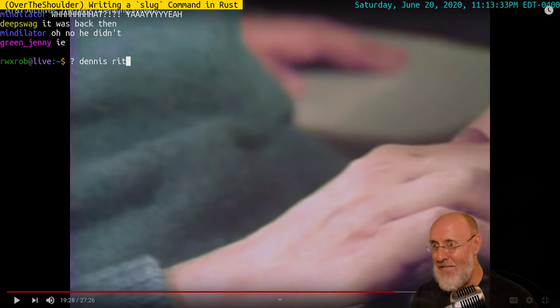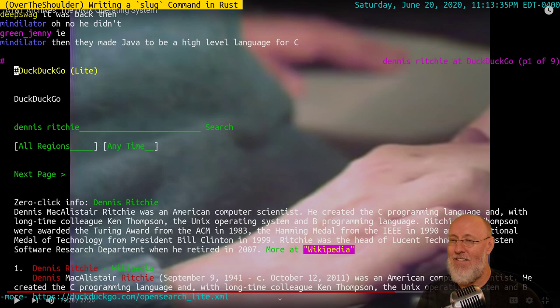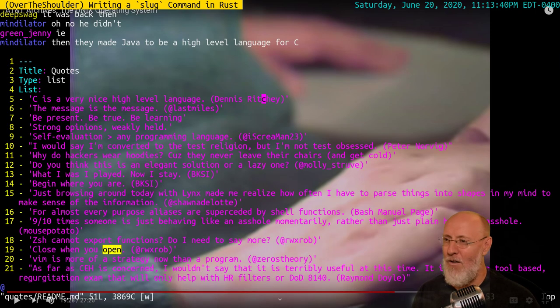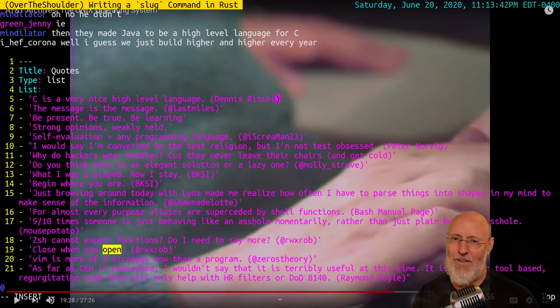See, you can tell. Thank you for that, Jenny. You probably know him, or somebody probably knows him. He's going to get mad at me. There we go, Dennis Ritchie.